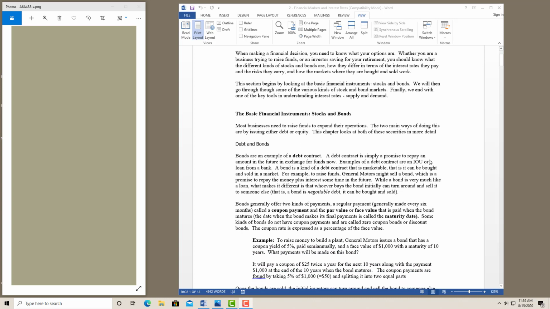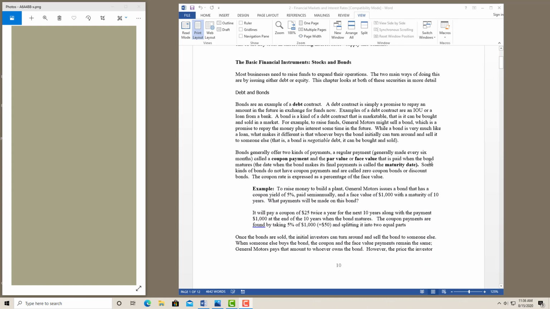The first thing we want to talk about is stocks and bonds. We'll look at stocks and bonds in a lot of detail in a later section on valuation, when we determine how much stocks and bonds should be worth. Here we want to talk a little bit about the terminology. So bonds are an example of a debt contract, which is simply a promise to repay a specific amount in exchange for funds now. Sometimes people talk about an IOU, like I owe you this amount of money.